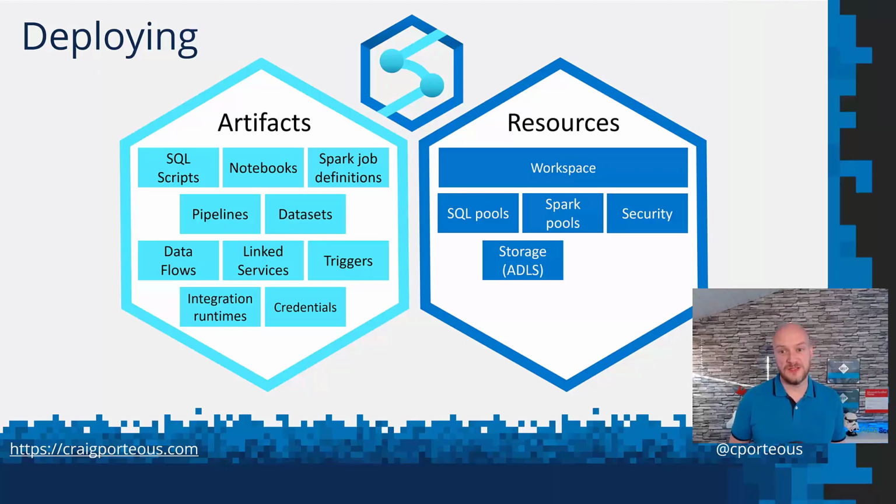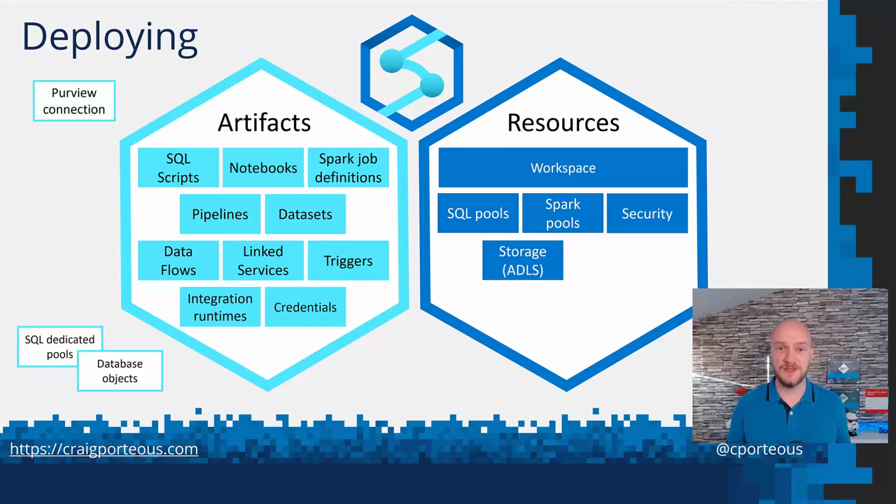So thinking about Azure Synapse, there are two parts to consider, and that's what it breaks down into as demonstrated here. You've got artifacts, which is generally speaking all of the content within your workspace. And then you've got resources, which is the workspace itself and the core components that essentially sit outside it, your Spark pool, the storage layer. You've got the security around that as well. There are some elements that don't actually sit within either of those camps, and those are ones that you need to be aware of. So you've got your Purview connection, SQL dedicated pools as well, and the database objects within them.